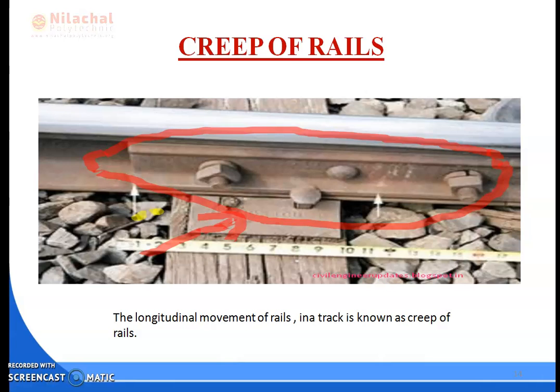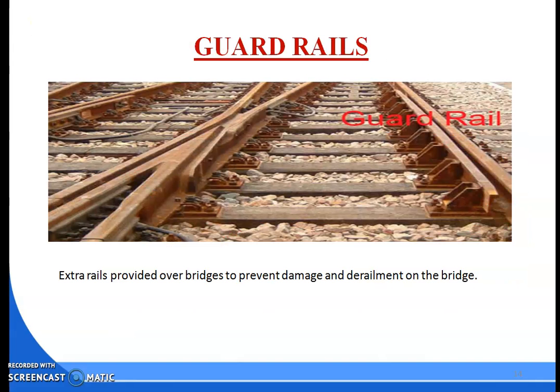Another thing is your rail joint maintained in bad condition. Here the joints are provided. Okay, so whenever your joints are connected badly, then in that condition your creep will be produced. Okay, so come to the next slide.